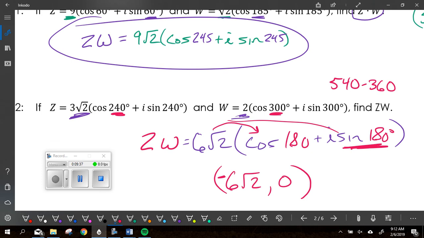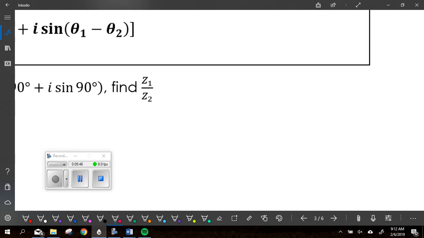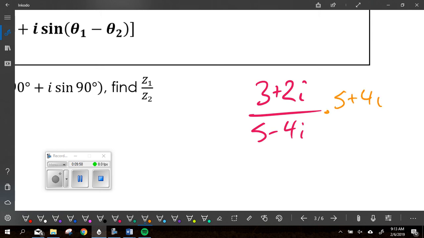Questions with multiplying? If you thought multiplying was easy, dividing is easier, or the same level of easiness, I would say. Again, think about rectangular numbers. 3 plus 2i, 5 minus 4i. If I wanted to divide those two, we would have to clear the fraction. You would have to get rid of the 5 minus 4i, so you'd have to multiply by the conjugate on top and bottom. You would have to do a whole lot of foiling. It would be lots of fun. You would not like me as much.